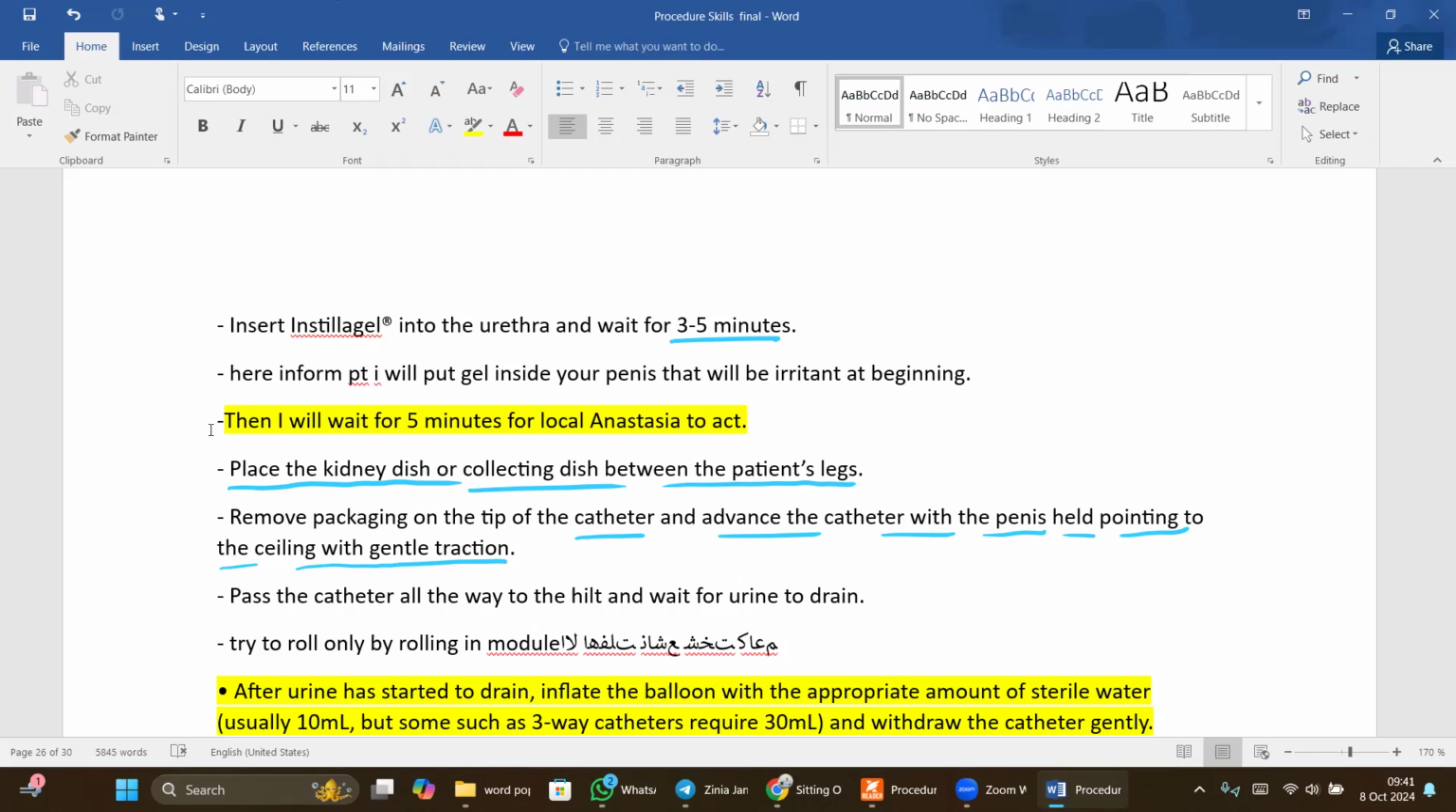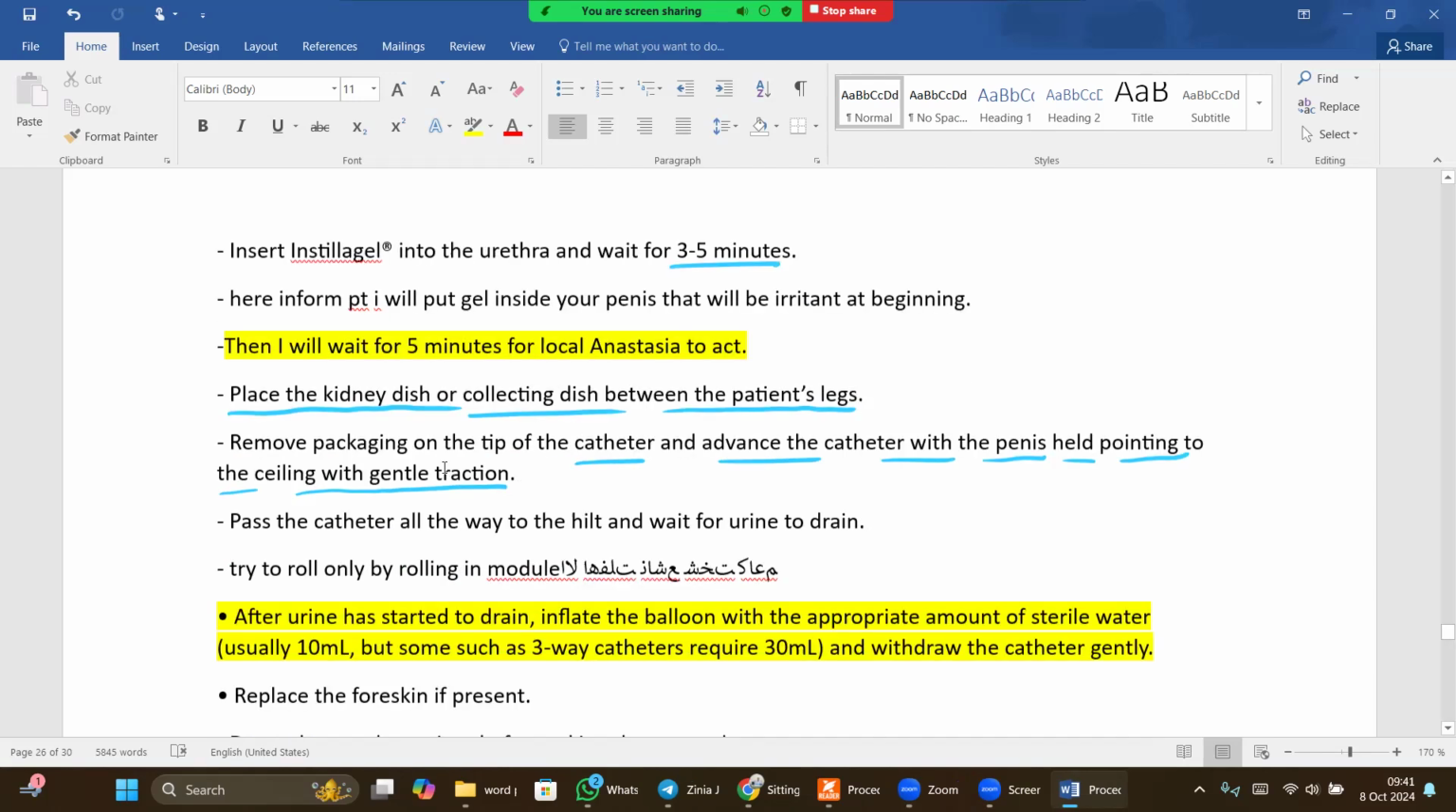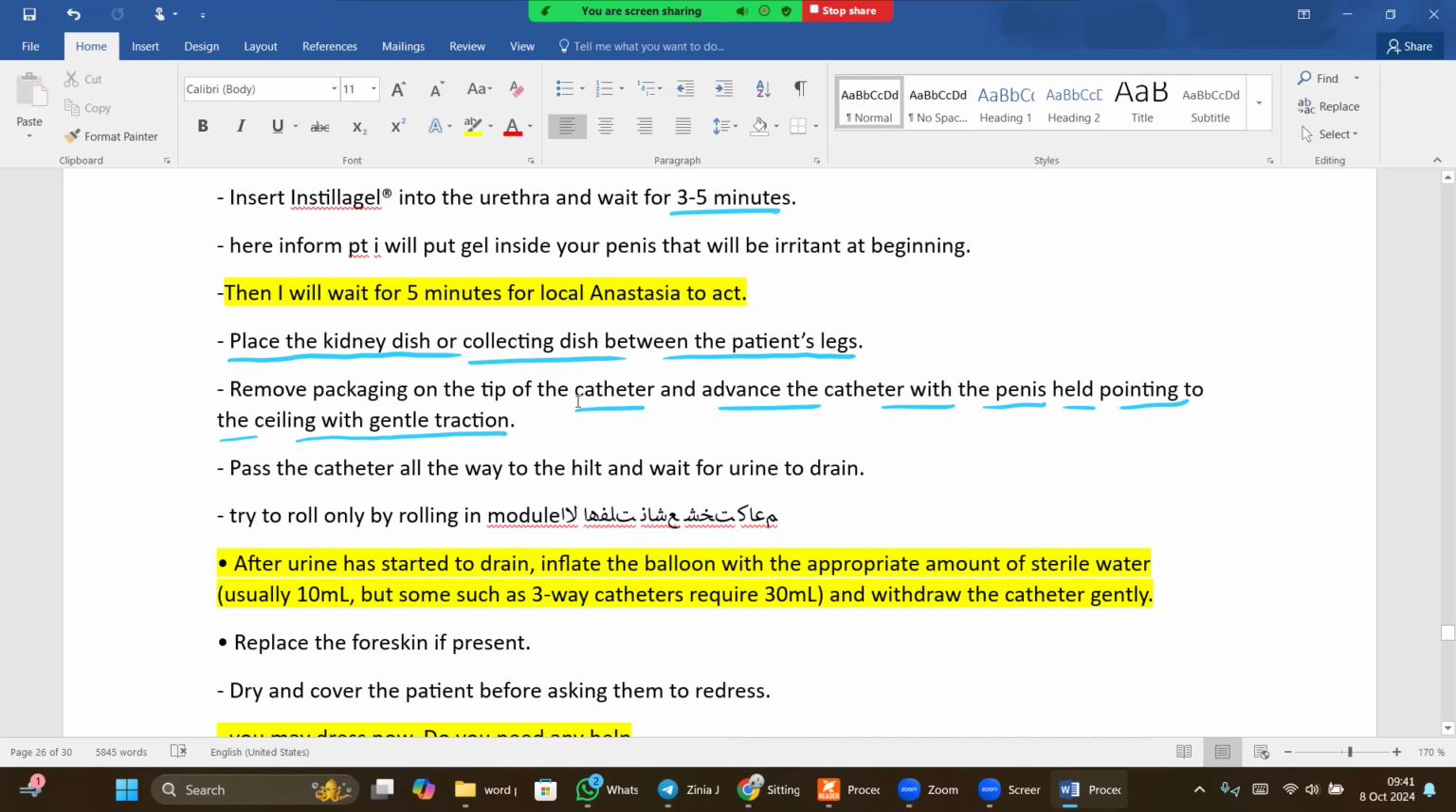Then the examiner will say, okay, 5 minutes over. Place the kidney dish or collecting dish between the patient's legs. Remove packing on the tip of the catheter and advance the catheter with the penis held pointing to the ceiling with gentle traction. Pass the catheter all the way to the hilt and wait for urine to drain.